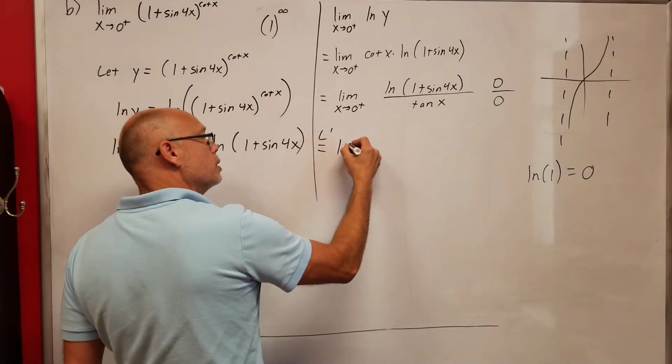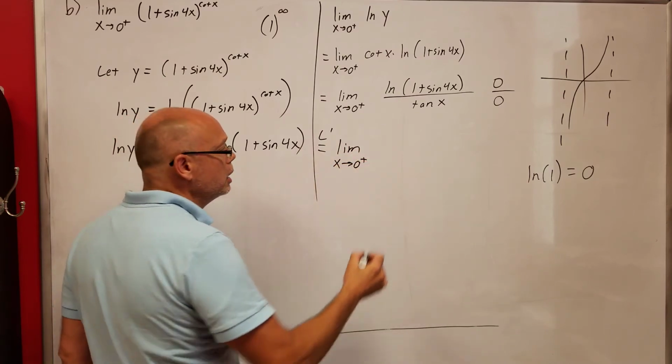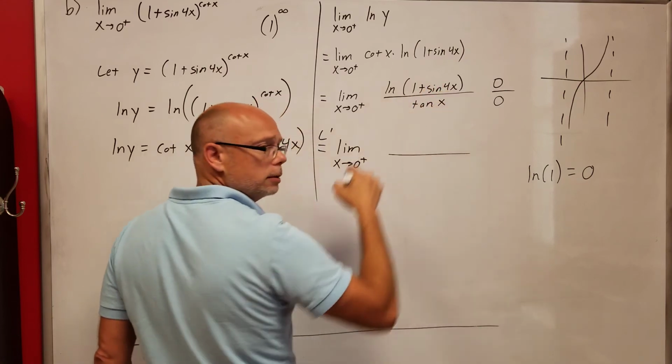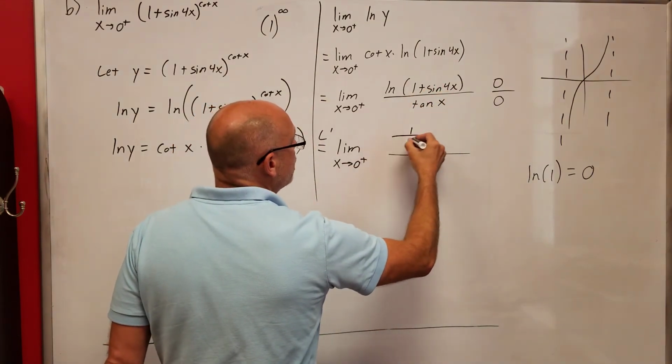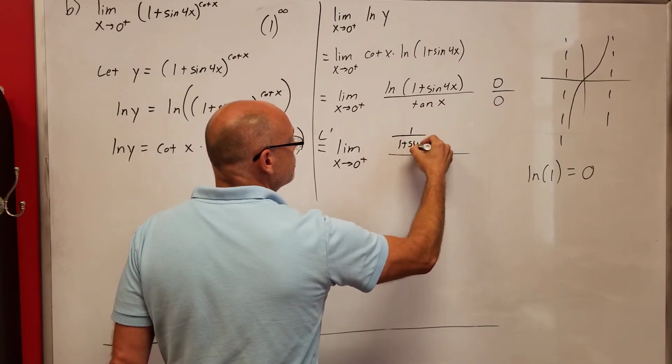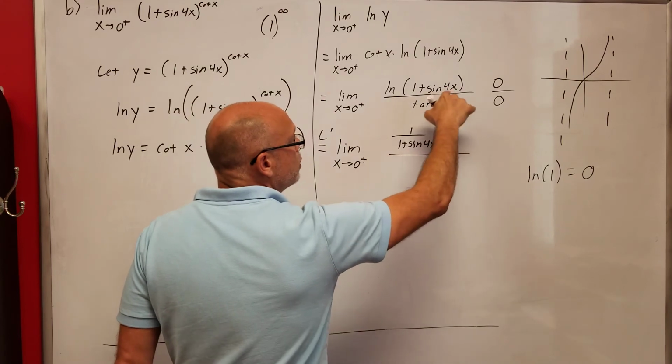According to L'Hopital's rule, I'm going to rewrite this as the limit as x approaches 0 from the right of the derivative of the top part. How do you take the derivative of natural log? 1 over the argument. 1 over the argument times the derivative of the argument.